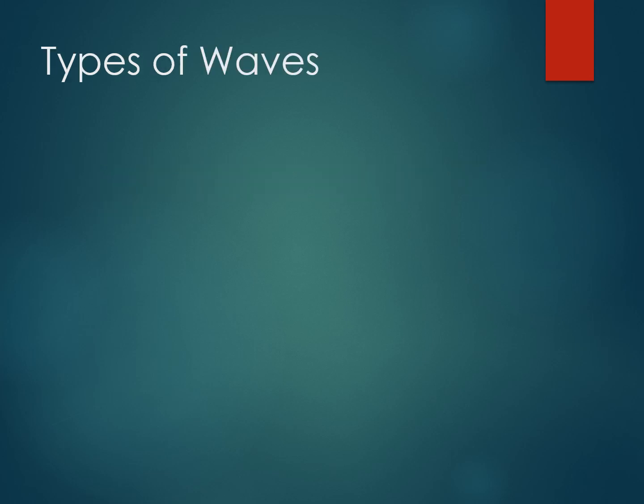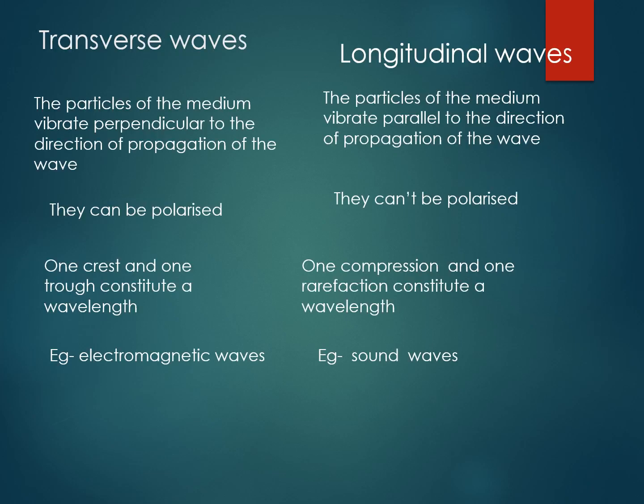Next is types of waves. I think the types of waves you are most familiar with are transverse waves and longitudinal waves. A short question which is often asked for the university exam is: distinguish between transverse waves and longitudinal waves. Whenever you are asked to distinguish between two things in a question paper, you should write the answer in a tabular form like this. Instead of writing paragraphs, list out the important points as shown here.